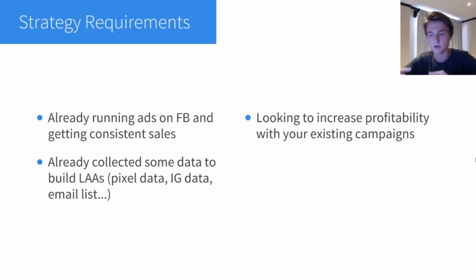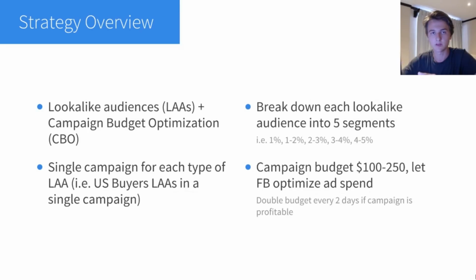Another requirement is that you already have some data to work with and to build lookalike audiences from. So pixel data, Instagram data, an email list, whatever. This exact strategy uses lookalike audiences, so you're going to need to have data to work with. And the last requirement is that you're looking to increase your profitability within your existing campaigns. So if you meet all those requirements, then you can start testing this strategy and it should work well for you. I'm going to give you a quick overview of the strategy, and then I'm going to show you how I would actually implement this in practice.